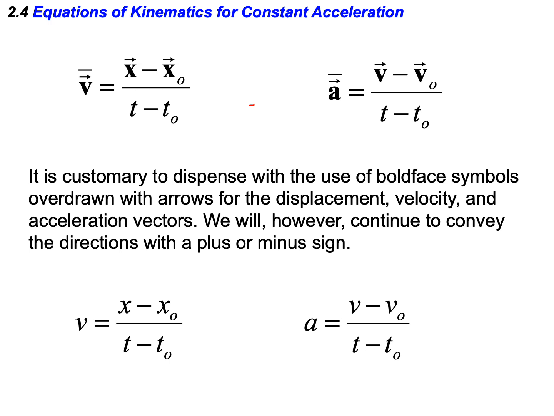So from now on I'm going to write v equals x minus x naught divided by t minus t naught. It's because of the simplicity, because it's hard to write or draw arrows and bold letters. So for simplicity, we write v equals x minus x naught over t minus t naught without any arrows or bold letters, but it means v, x and x naught are vectors.